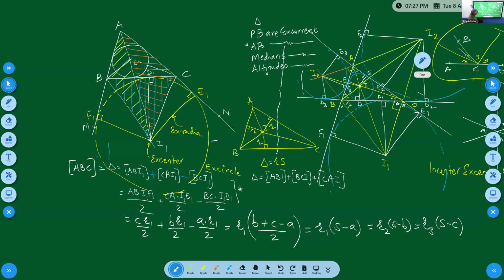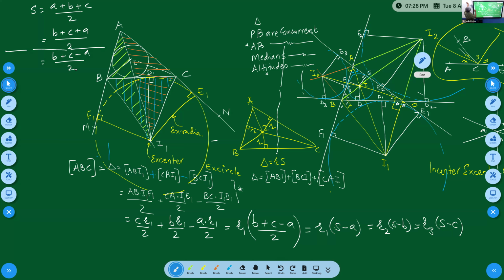A plus B plus C by 2. So how can it become S minus B? S is equal to A plus B plus C upon 2. So let us see. Suppose B plus C plus A upon 2 is S. We want B plus C minus A upon 2, which is different.